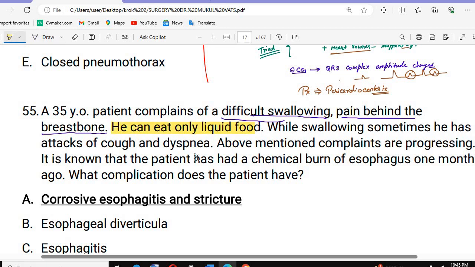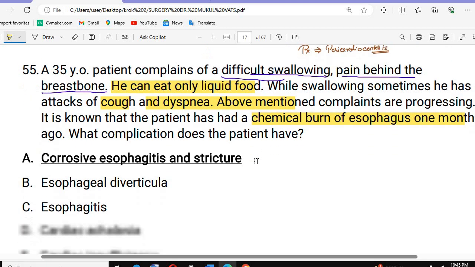While swallowing, sometimes he has attacks of cough, and dyspnea is there. The above-mentioned complaints are progressing. It is known that the patient had a chemical burn of the esophagus 1 month ago. What complications does this patient have?